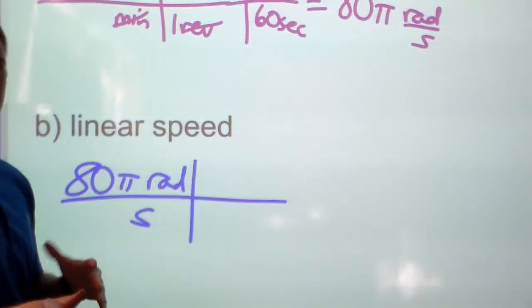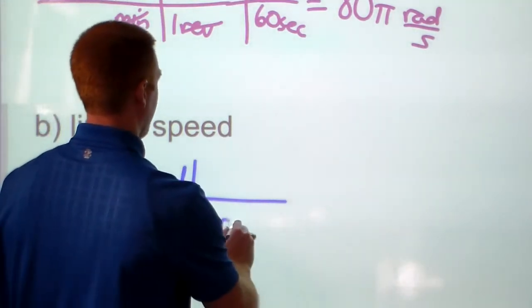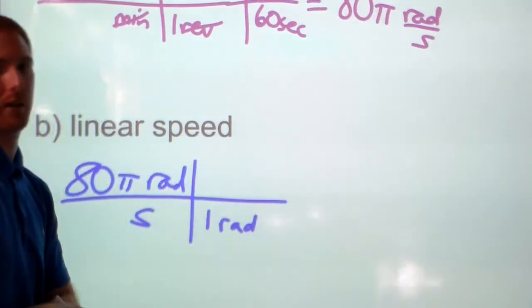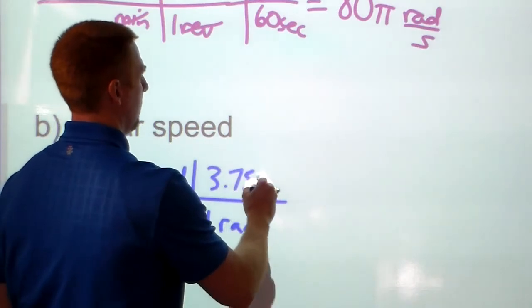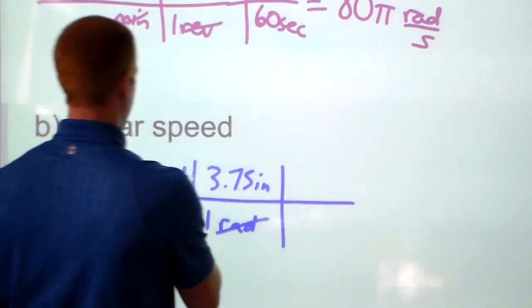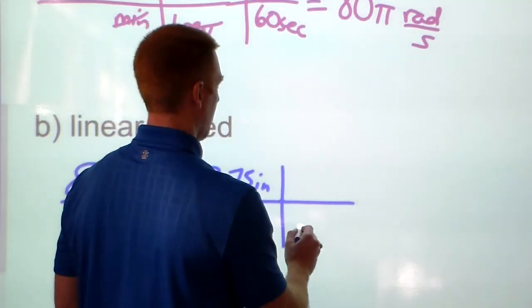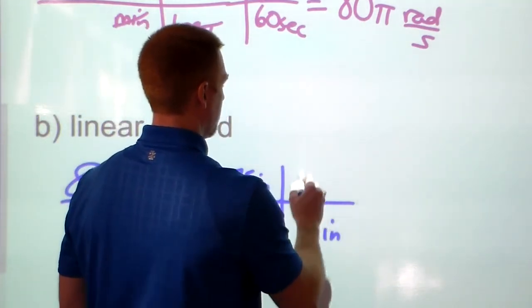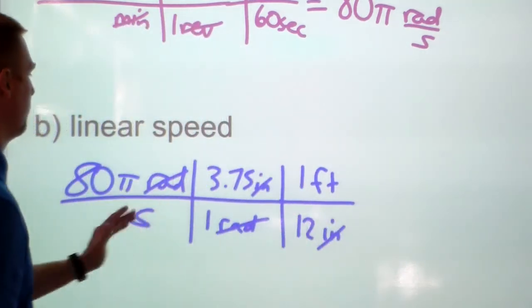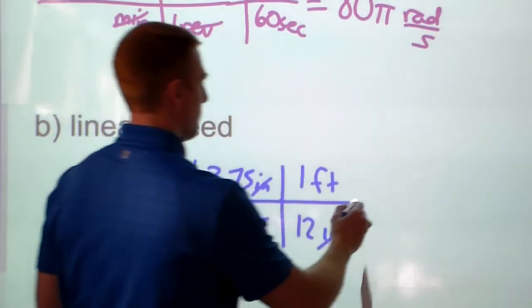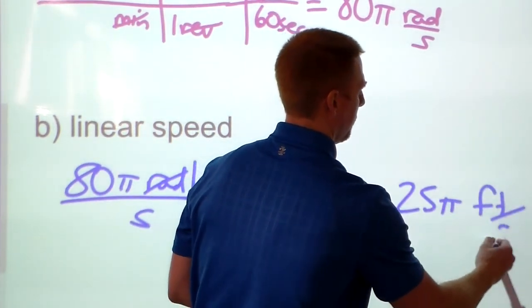It tells me I want to end up in feet per second. So I'm going to begin with what I know the radius is. 1 radius, or radian, either way, they're the same distance, is 3.75 inches. All right, so radians is gone, we're in inches per second, but they asked me to do feet per second. So there are 12 inches per 1 foot. So that makes inches go away. And now we'll be in feet per second. And if you multiply it out and leave the pi, it's 25 pi feet per second.